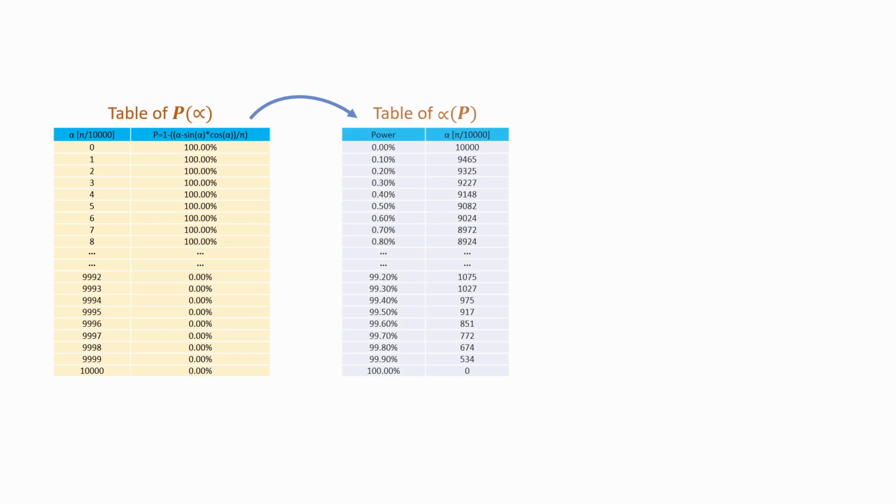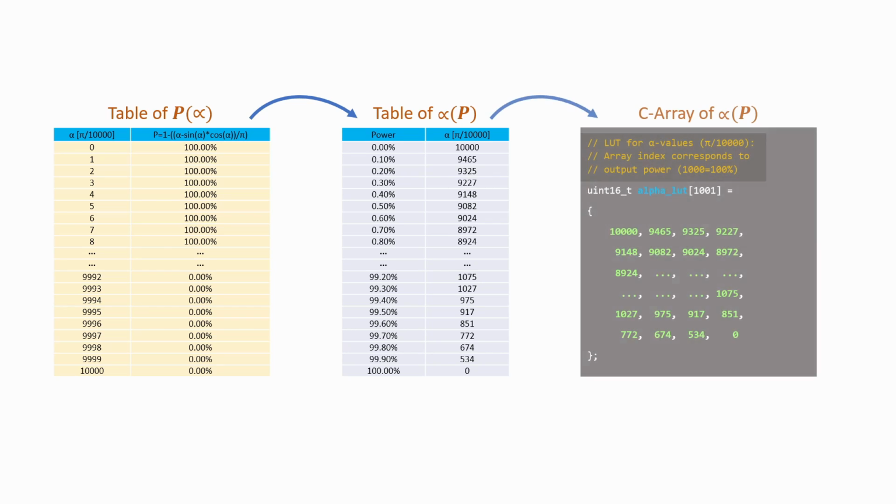We then rearrange the table and sort it by the normalized output power in 1,000 steps. Each power value exists once. Last but not least, we copy all values into a C array in order to get a nice and handy lookup table. The index of this lookup table corresponds to the output power. All entries correspond to the necessary alpha value.